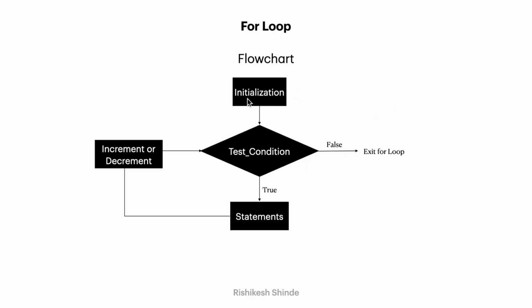Let us have a look at the flowchart for loop. So first we initialize it, then we test some condition. If condition goes true, then we execute some statement, then we increment or decrement, and otherwise if condition goes false, then we exit the for loop. One thing to notice here between while loop and for loop is that in while loop we increment or decrement our variable exclusively, but in for loop it is inclusive. Increment or decrement is inclusive in for loop, so that is the main difference.